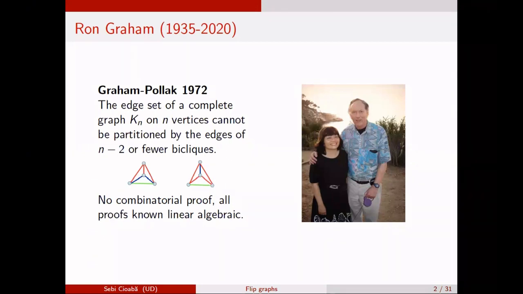For some people, this theorem doesn't have a combinatorial proof. All the proofs are linear algebraic, and some people are searching for such a proof. But if you read a preface to a famous book, there are some people who actually are happy when combinatorial results do not have combinatorial proofs. And I know at least one of them. I also am happy if this theorem doesn't have a combinatorial proof. So anyway, this is a very nice result due to Graham and Pollack in the 70s.